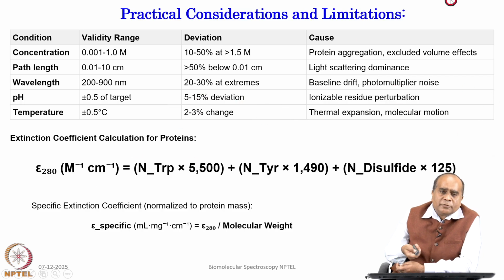So, there is a range where we can operate while doing the UV visible range for each of these: concentration, path length, wavelength, pH and temperature, right. So, that is the thing.